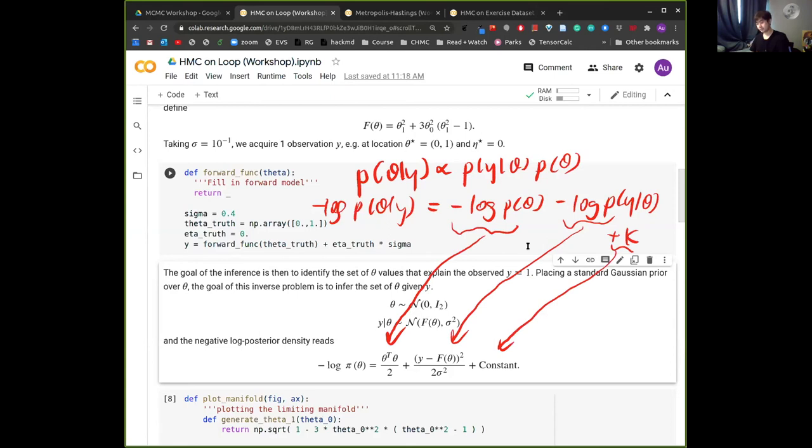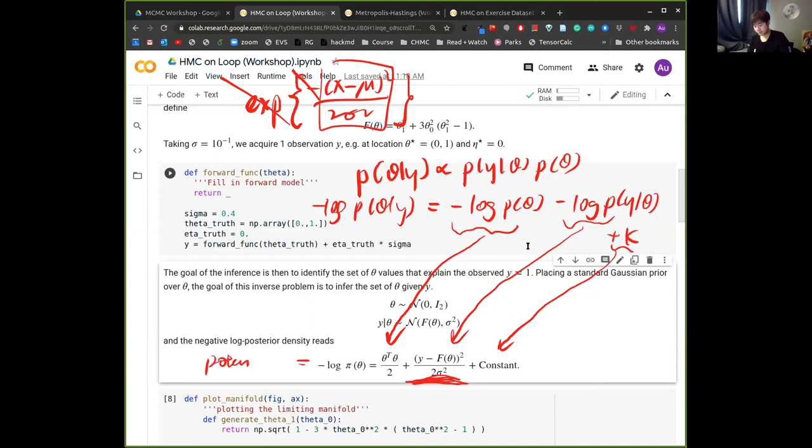And if you notice, our Gaussian has a very nice negative log. This is our Gaussian, for example. When we log it, the exponential goes away. Then we negate it, and this one goes away. So all we are left with is just this very nice term, which is what we have over here at the bottom. So this is our potential energy.